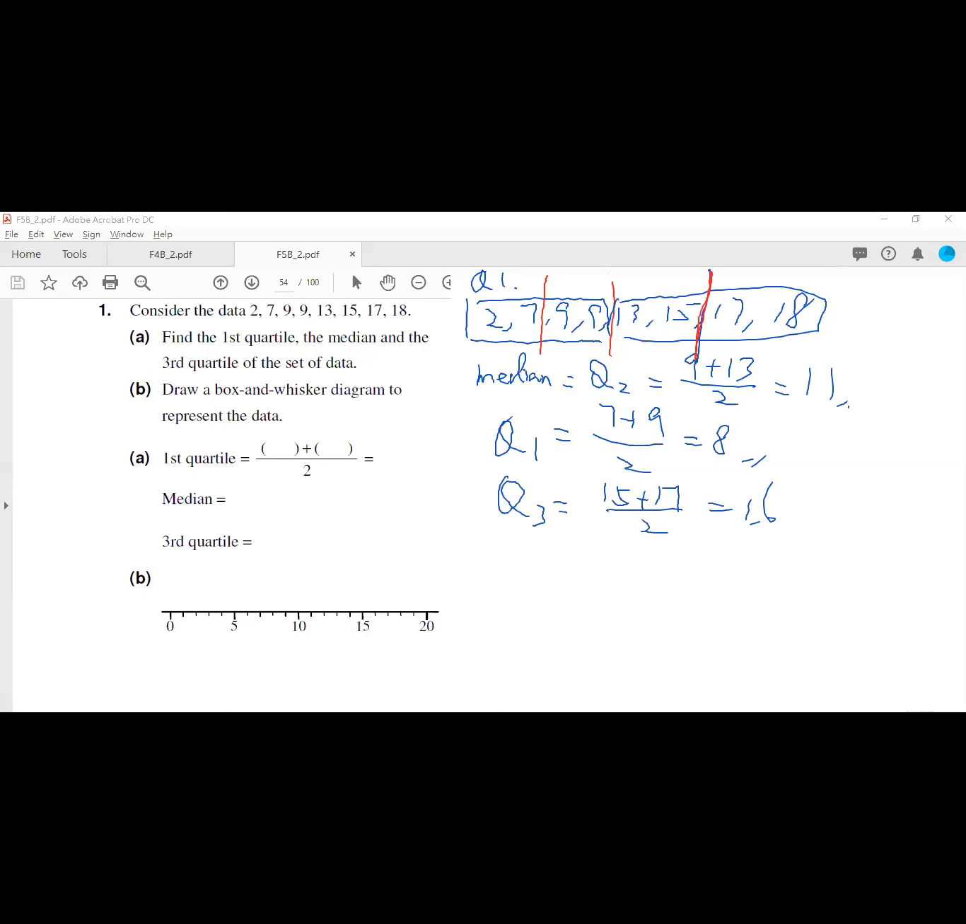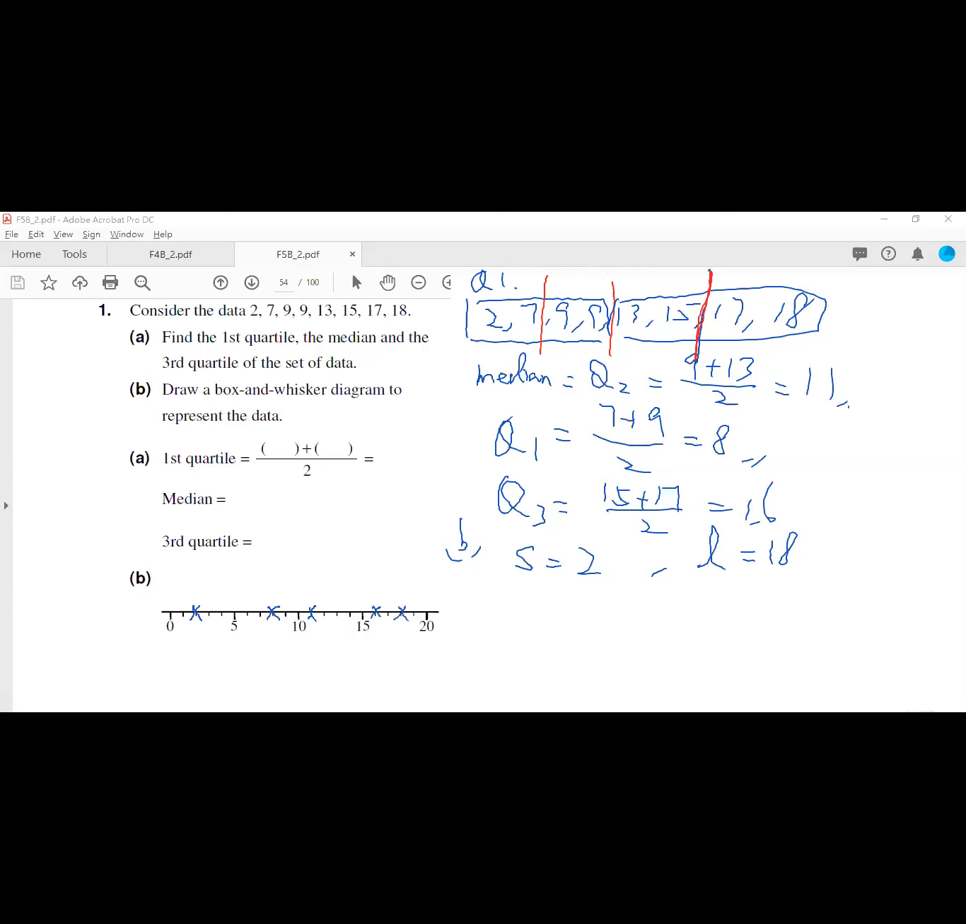Okay, and then for part B, we also need to find the smallest datum is 2, and the largest datum is 18. Okay, and then we mark the 5 numbers on the axis first. Smallest datum is 2, should be here. And then Q1 is 8, should be here. And then median 11. Q3 is 16. And largest datum is 18.